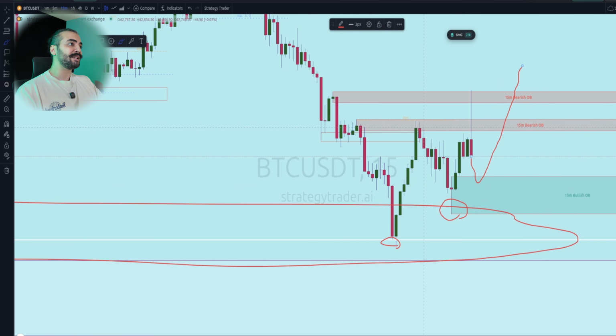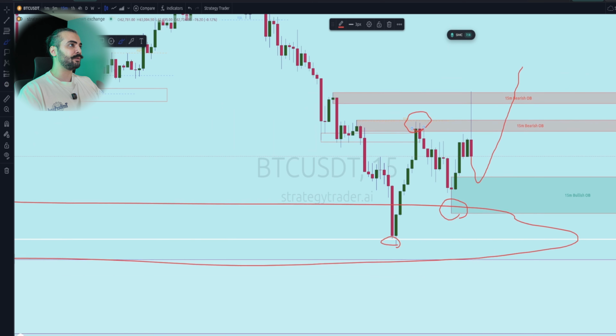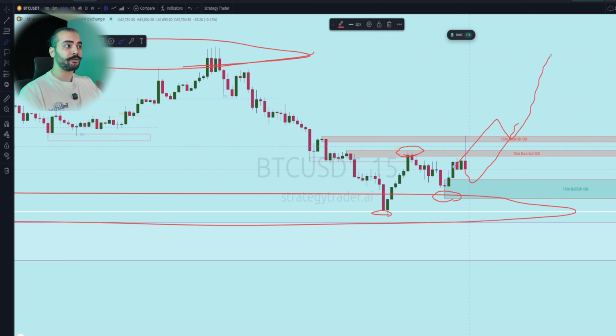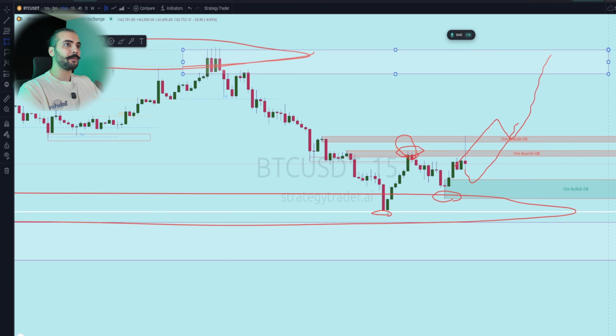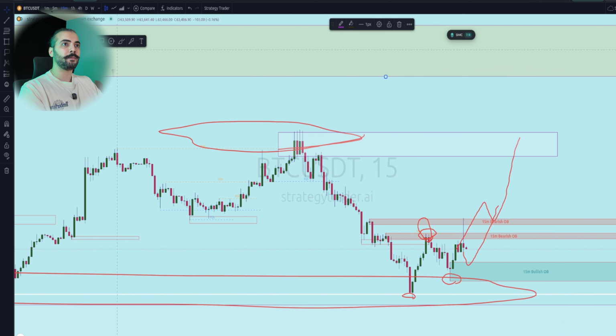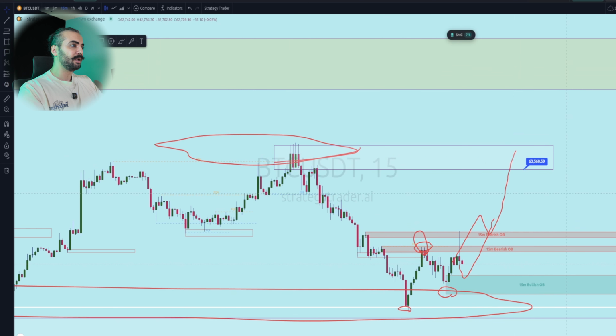Another important part is that once we close above this, then you can open your longs and go all the way to here. Still not confirmed, you have to wait for this high to be closed above, and then you can open your longs and it can go all the way. The first target is going to be, I'm going to take this liquidity here. This would be my first target. And then the second one would be this yellow box, okay? On the 15-minute time frame, this would be a nice take profit for me. And then the other one is going to be this one.